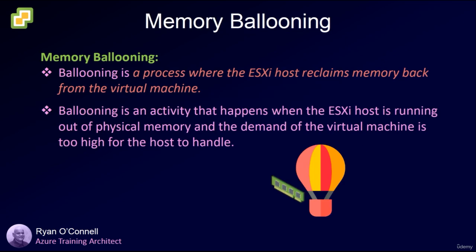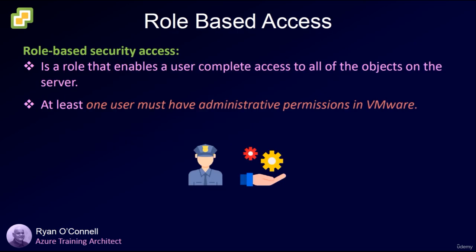Memory ballooning. Well, memory ballooning is a process where VMware ESXi hosts reclaim memory back from a virtual machine. It's an activity that happens when the ESXi host is running out of physical memory and the demand from virtual machines gets too high for the host to handle, and that's when memory ballooning kicks in. So again, getting you familiar with some terms.